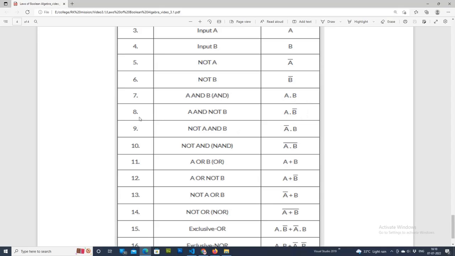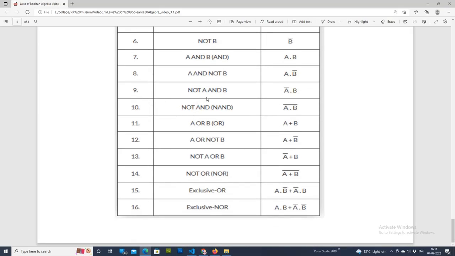Eighth, A and not B. Not means bar, so A dot B bar is equal to A and not B. Ninth, not A and B. Not A means A bar, and dot means and B, so we can say A bar dot B. Then NAND: the total is barred, dot and plus totals bar.